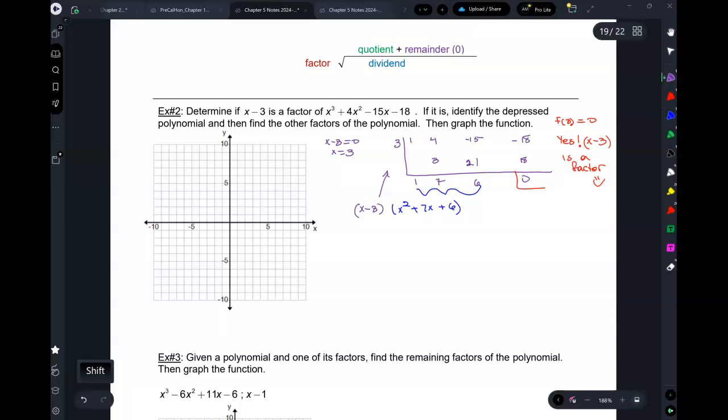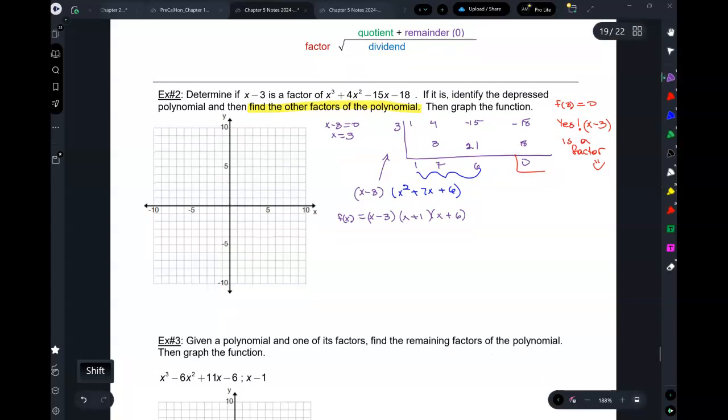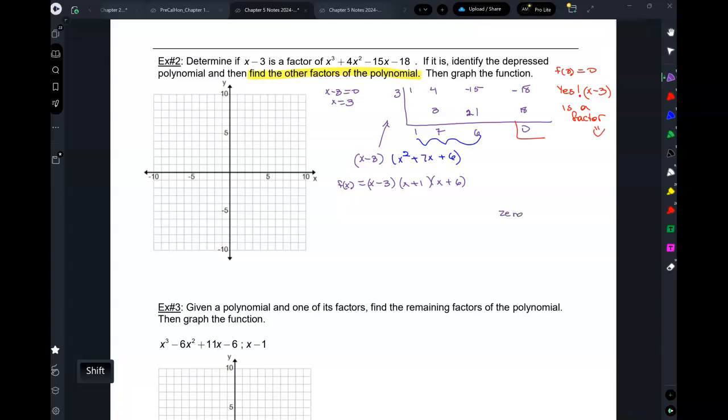Okay? So now f of x is x minus 3, and can I factor that further? Yes. x plus 1, x plus 6, right? So now we've found the other factors of the polynomial. So then what are the zeros? Negative 1 and negative 6. Yes, x equals 3, x equals negative 1, x equals negative 6. So let's see where those are: negative 6, negative 1, and 3.